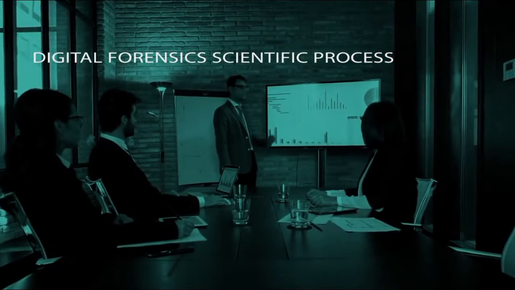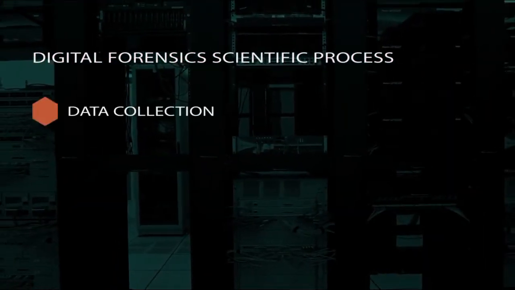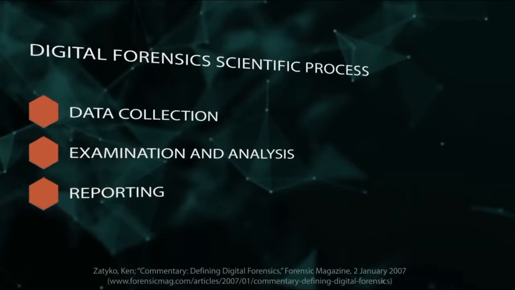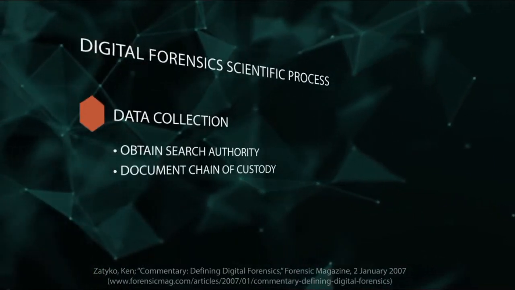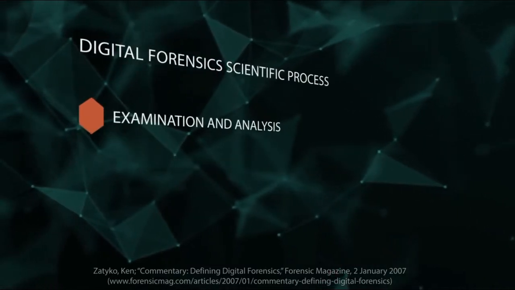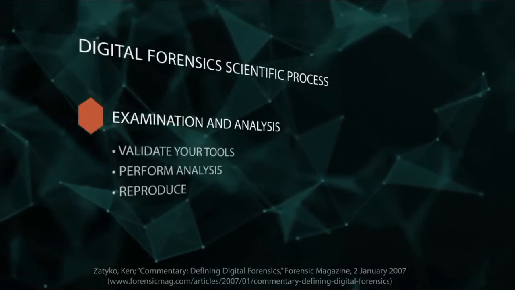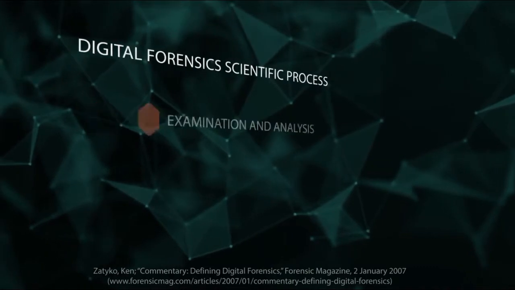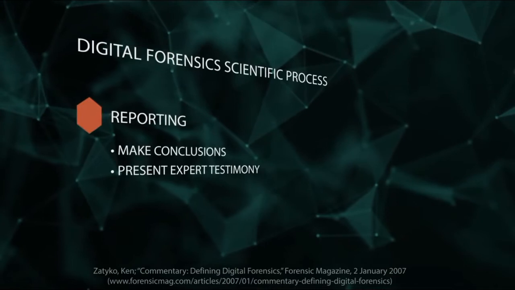This 8-step process covers the entire evidence gathering procedure, from data collection to examination and analysis to reporting. In the data collection phase, investigators obtain search authority, document the chain of custody, and hash and duplicate all evidence. In the examination and analysis phase, investigators validate their tools, perform analysis, and reproduce those methods and outcomes for assurance. The reporting phase is when conclusions are made and expert evidence or testimony is presented.